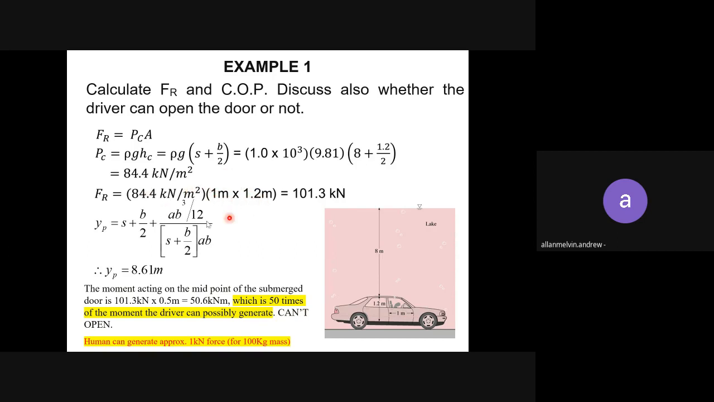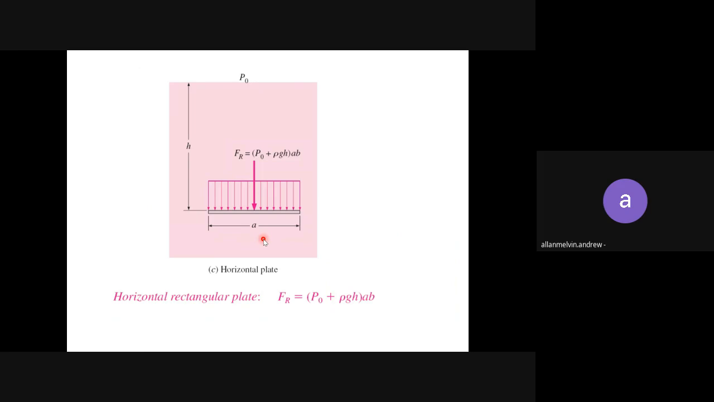Make sure all the formulas that you are using are in SI. If the dimension is given in centimeter or millimeter, convert it first to meter. Then you can use it. By solving this, you can find the resultant force, which is 101.3 kilonewton. So we already settled the first part, calculating the resultant force. Then you want to find the center of pressure. For center of pressure, you need to check which formula to use.